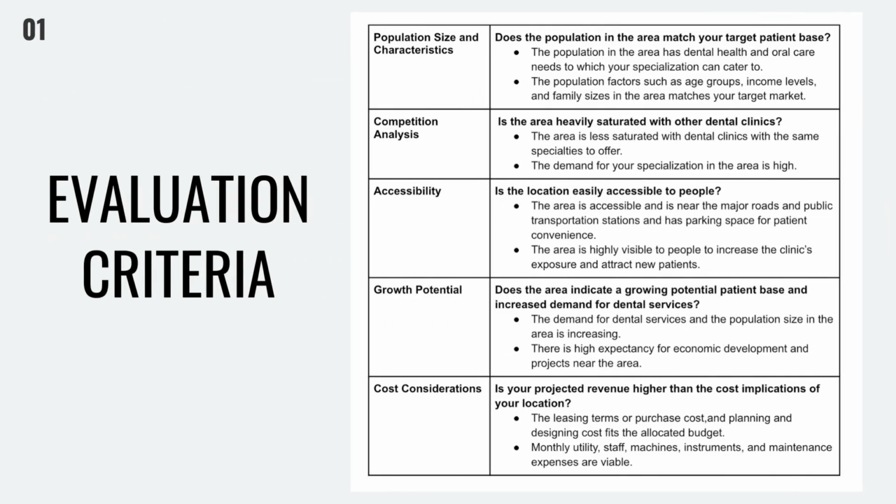Our evaluation criteria will be based on 5 factors, which are population size and characteristics, competition analysis, accessibility, growth potential, and cost considerations. For population size and characteristics, the population in the area must have dental health and oral care needs to which our specialization can cater to. The population factors such as age groups, income levels, and family sizes in the area must match our target market.